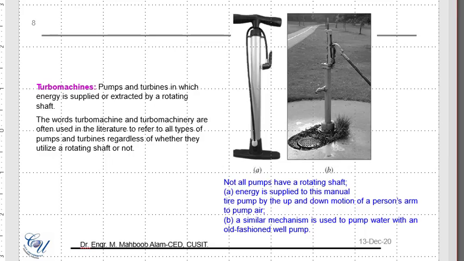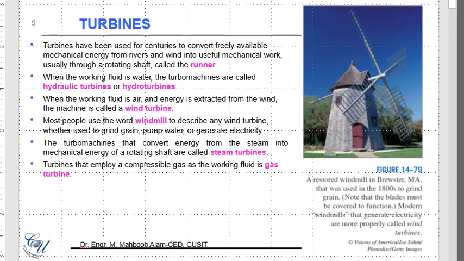There are other types of turbo machinery. For example, the pumps that we are using, we are also introducing energy into that system, whether it is the air pump which we use for our bicycles, or the previously used water pumps. We use the up and down motion of the piston here, and we extract water from the groundwater. So turbines have been used for centuries to convert freely available mechanical energy from rivers and wind into some other useful form of mechanical work, which is then converted into any other form of energy.